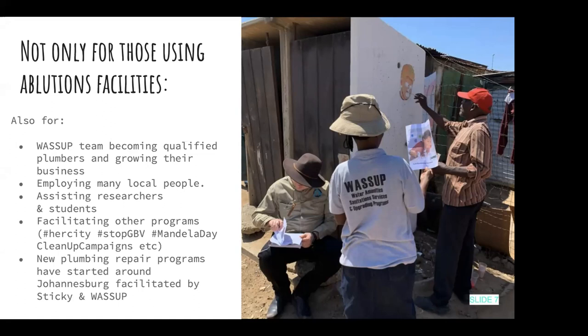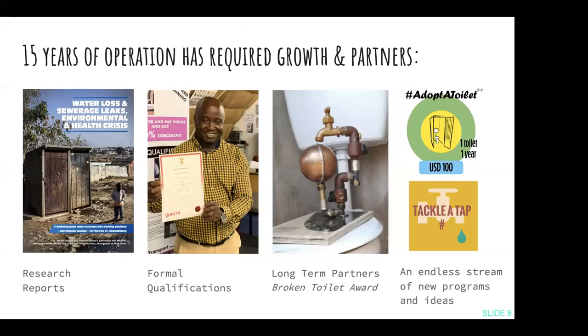But 15 years of operation requires growth and partners. So there have been quite a few research reports, very carefully crafted, with data independently analysed, because there is no political will to repair the top structures. There is no funding put aside for ablution maintenance, and yet the conditions continue to deteriorate.